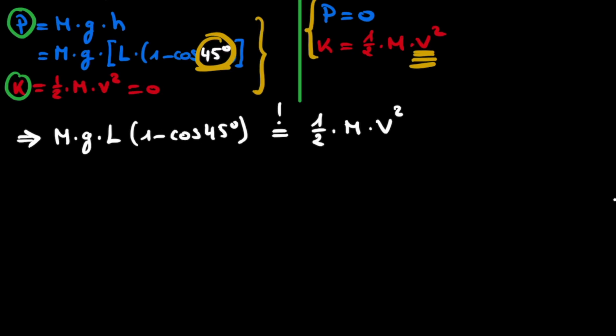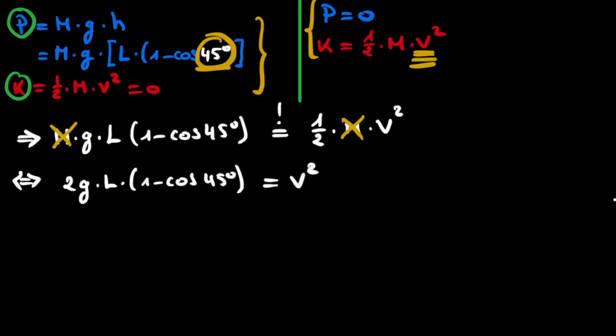Now we see something very interesting here. This mass simply drops out because it's on both sides of the equality sign. Then we can rewrite this equation to get the following. We bring this 1/2 to the other side, so we get 2 times g times L times 1 minus the cosine of 45 degrees. At this point, I'm not computing this cosine, because let's keep it a bit more general. And this will be equal to this velocity squared.